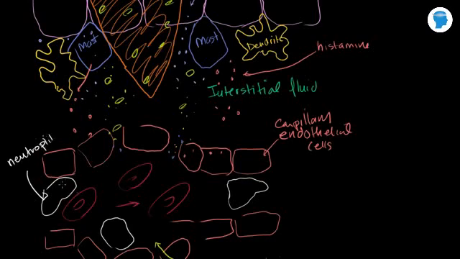They start kind of rolling along the wall right here. That's called margination. They roll along this wall, and eventually they stick to the wall, they adhere to the wall, and then eventually they squeeze through. They squeeze through these gaps in the capillary wall. This is called diapedesis or extravasation. Sometimes it's called emigration. These are all fancy words, but essentially it's just squeezing through the wall. So that's the neutrophil right there.